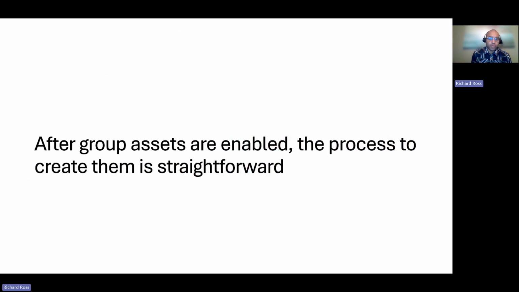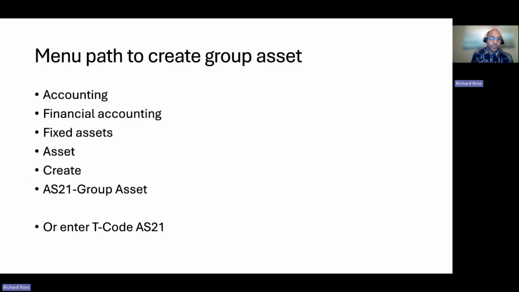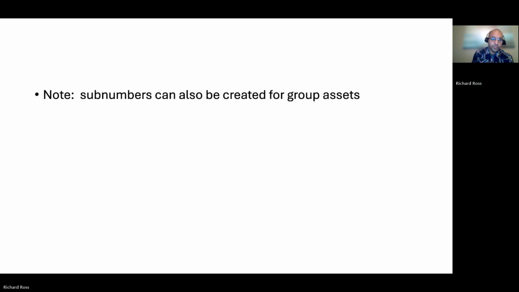Okay, after group assets are enabled, the process to create them is pretty straightforward. Here's the menu path to create group assets: Accounting, financial accounting, fixed assets, asset, create AS21 group asset, or enter T code AS21. Side note here, subnumbers can also be created for group asset numbers.